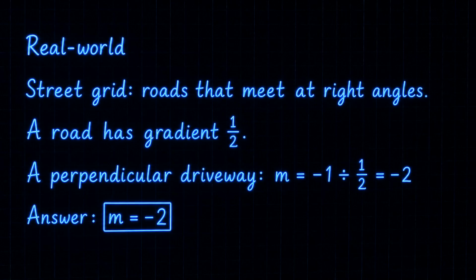A real-world use. Think of a street grid. A road follows a gradient of 1/2. A driveway built at a right angle to it must have gradient -1 over 1/2, which is -2. Flip and change the sign. That is all it takes.